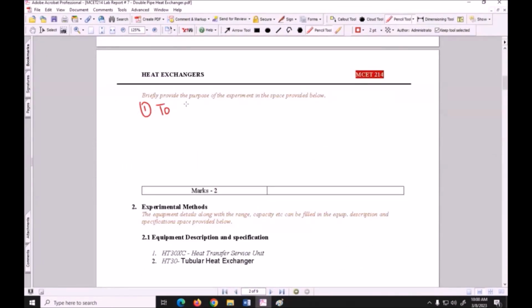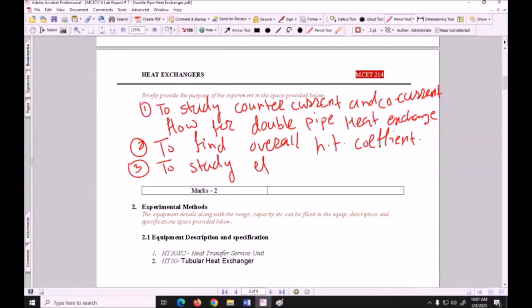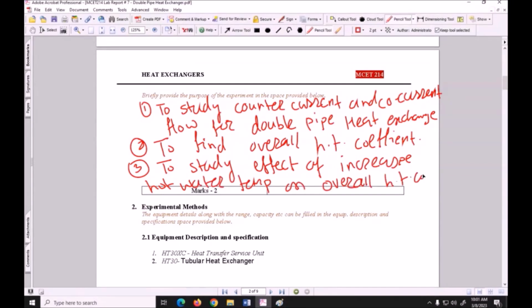Number 1, to study counter current and co-current flow for double pipe heat exchanger. Number 2, to find overall heat transfer coefficient for double pipe heat exchanger. Number 3, to study effect of increasing hot water temperature on overall heat transfer coefficient.